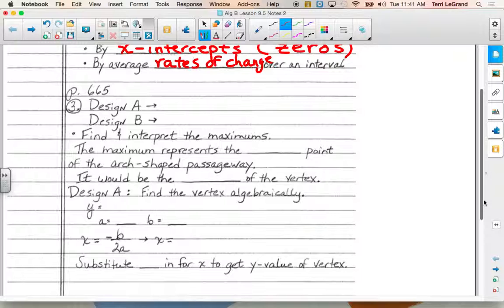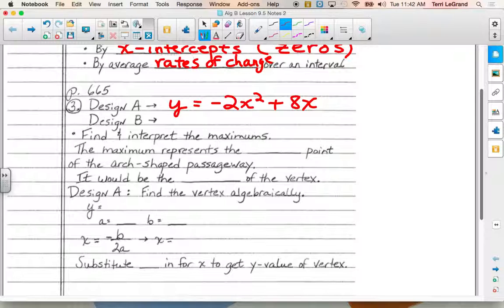Okay. So design A, we're going to write down that equation that they gave us. The model for it is y equals negative 2x squared plus 8x. So it is quadratic. y equals ax squared plus bx plus c. This should look familiar. What's the a value here? Negative 2. What's the b value? 8. What's the c value? 0. If there was a picture of this one, would it open up or open down? Down, because a is negative.